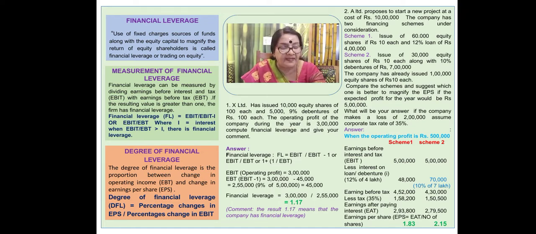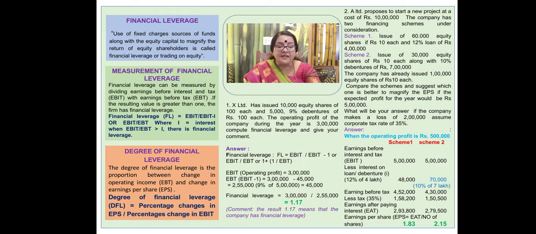So both EAT are divided by the concerned number of equity shares. First case it is divided by 60,000, and the second case it is divided by 30,000. We are getting 1.83 and 2.15. So both the schemes are having financial leverage, because in both schemes we are getting more than one. But we can say which one is better, which one is getting higher EPS. The second is better as it gives EPS of 2.15. Earning per share, the second scheme is giving more. So we can say the second one is better. So that part is over.